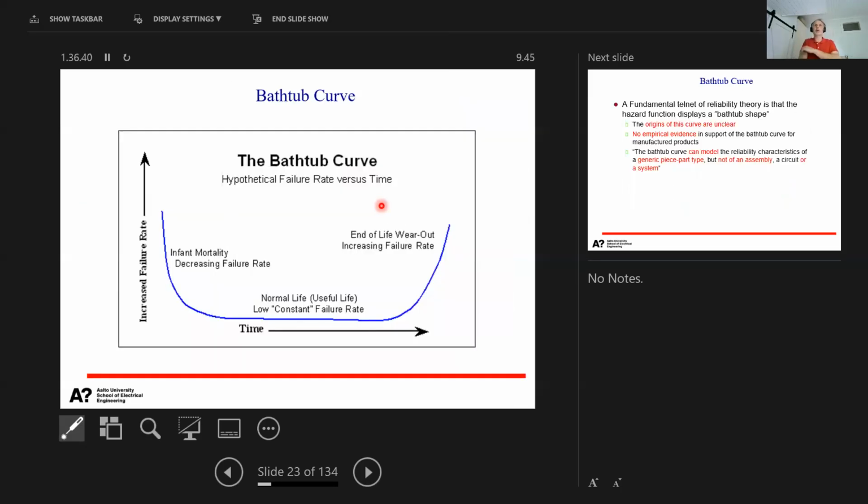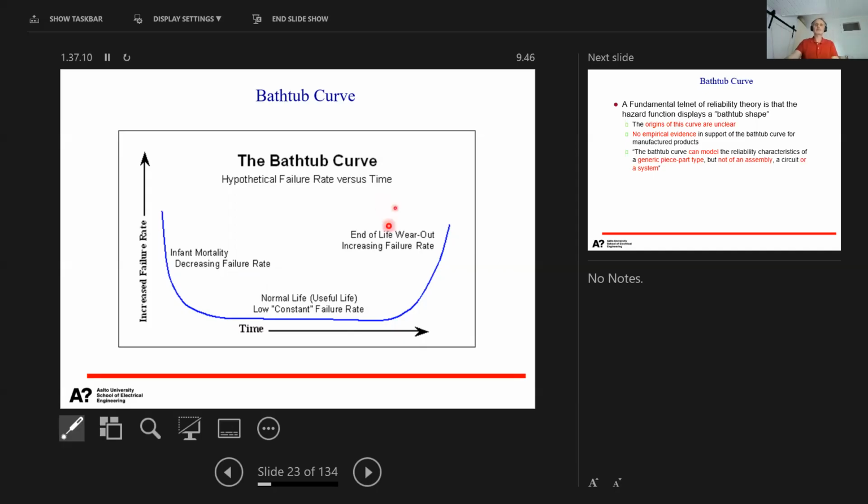Okay, now we still have 15 minutes, so let's discuss shortly the bathtub curve. Also this is, I would say, an extremely simple thing, but what I now want to emphasize is how you can utilize this bathtub curve to understand the different phases in the life cycle and also correlate the stress versus strength approach to the bathtub curve.